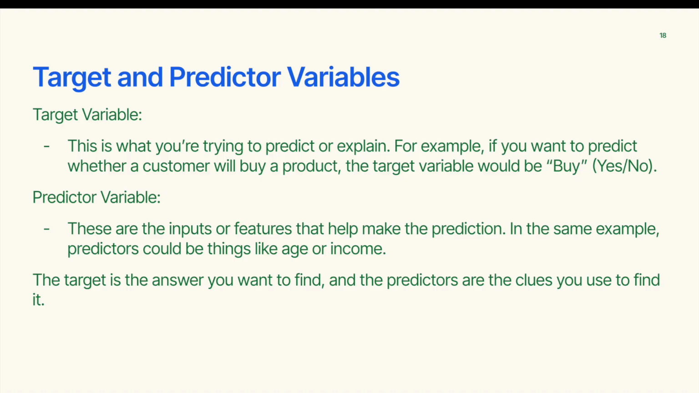So in simpler terms, the target is what we want to find out, and the predictors are the clues or evidence we use to figure it out. It's important that we understand the difference between these two because almost every step in data science depends on knowing which columns are predictors and which one is the target.